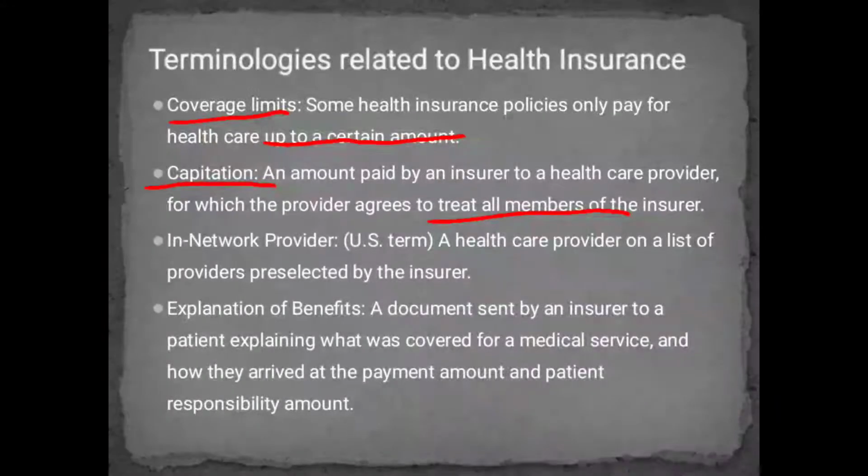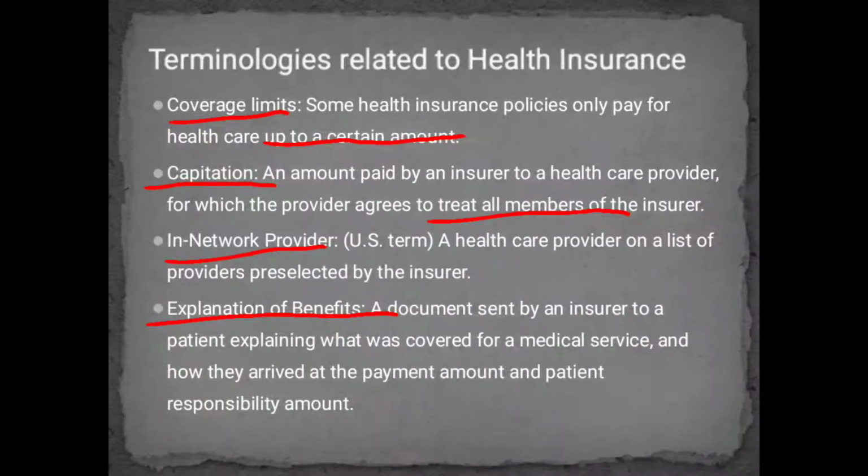Then in-network provider, this is a US term. A healthcare provider on a list of providers pre-selected by the insurer. So it is the insurer who selects, and it is done previously. Then, explanation of benefits. A document sent by an insurer to a patient explaining what was covered for a medical service and how they arrived at the payment amount and the patient responsibility amount. It means all the details: what things we are doing, what things you have to do whenever you are admitted to the hospital, what your responsibility is, what payments you have to make, and how much amount has come. All these details are written in documents. That is called the explanation of benefits.